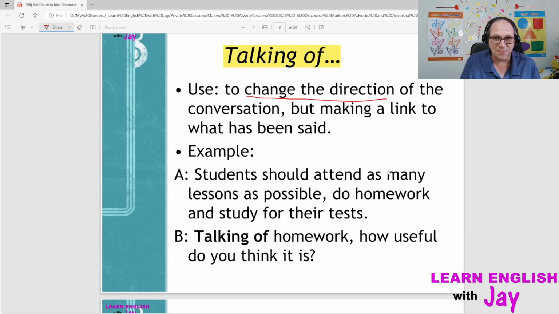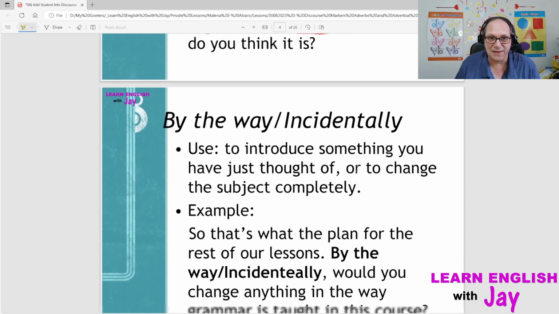All right. So for example, students should attend as many lessons as possible, do homework, and study for their tests. So now what we're going to do is we're going to change the direction, but we're still going to link to what has been said. And then we say, talking of homework, how useful do you think it is? So what we're doing there is we're taking something from what was said and we're highlighting it, and we're changing the direction of the conversation. All right, so it's a really interesting tool, very nice tool to use for that.